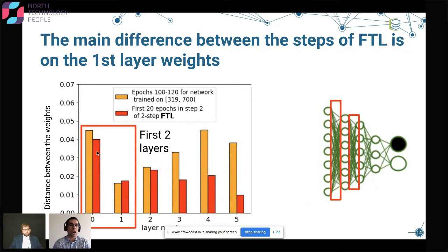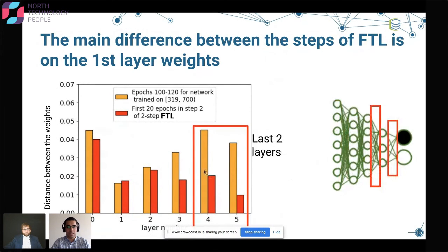And why epoch 100? Because epoch 100 is when the model is converged for FTL and non-FTL models. Also, epoch 100 is the starting point of the second step of FTL. And as we can see here, the behavior of the first hidden layers are similar between FTL and non-FTL models. And by first hidden layers, I mean the layer weights connecting input layer and first hidden layer, and then first hidden layer and second hidden layer. So these layers behave similarly between FTL and non-FTL.